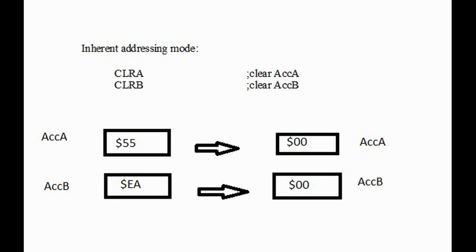In this example, we have two accumulators, A and B, and we want to clear them, which means that we're going to overwrite whatever exists in the two accumulators with 0.